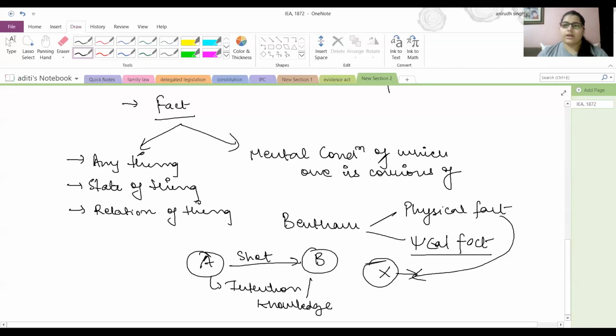So this is about your Indian Evidence Act, the general, that what is the relationship with the substantive law or with the procedural law, and secondly, what basically is the definition of this term fact. Moving on to the next part.